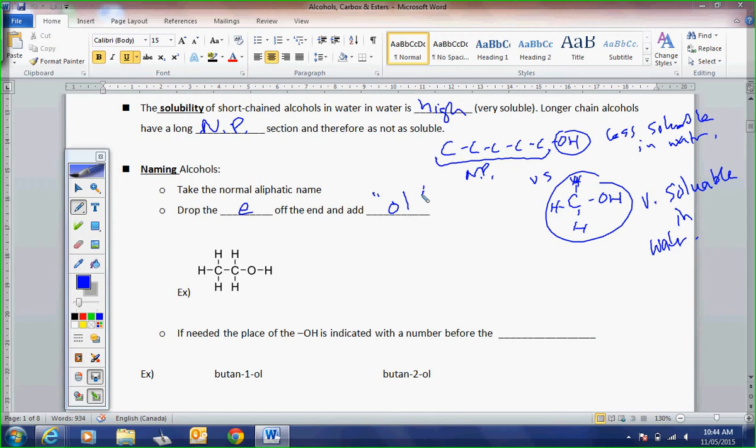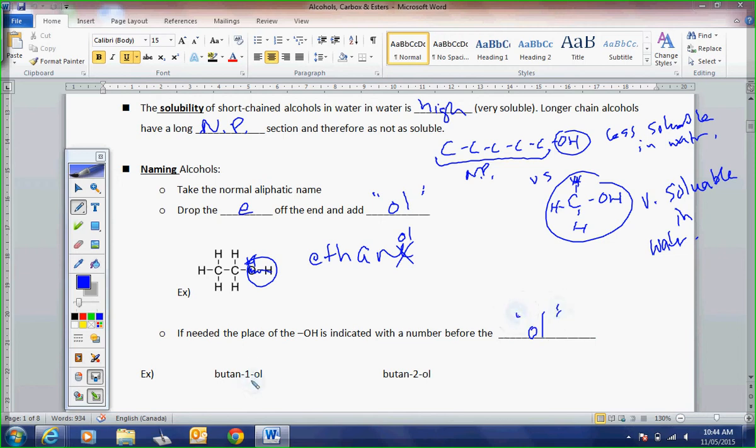And as soon as you see the name with the OL at the end, you know it's an alcohol. You know it must have an OH hanging off of one of the carbons. And so this one is called, how many carbons? What would you call it if that wasn't an OH, but was rather an H? You would call that ethane. So we're going to drop that E, and we're going to add OL because there is an OH there. Everybody okay with that? Okay. So if needed, and it's not needed here, ethanol, because the OH is at the beginning carbon, no matter what side of which carbon I put it on, because it's the same molecule, just turned around. But sometimes if it's a longer carbon chain, I will need to tell the place of that OH. So it's indicated with the number before the ol.